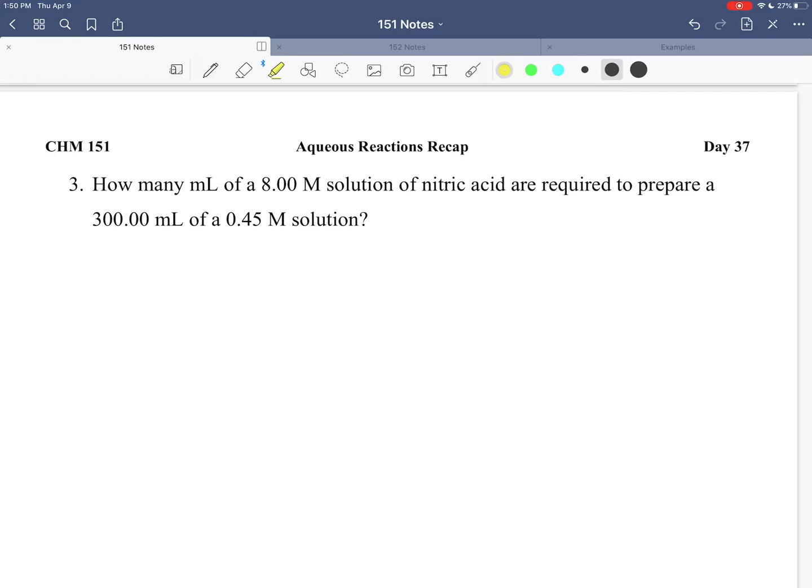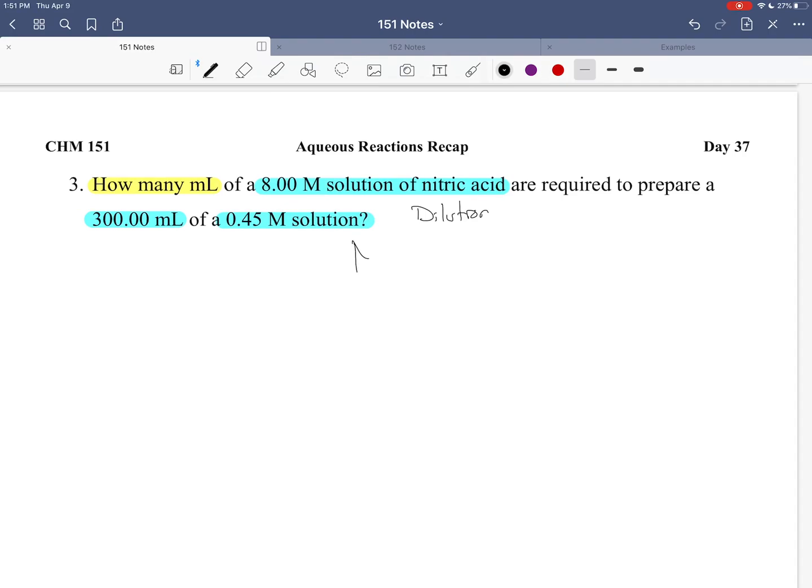Day 37, number 3. How many milliliters of an 8 molar solution of nitric acid are required to prepare 300 milliliters of 8.45 molar solution? Well, what type of reaction is going on here? The answer is there's not a reaction going on here. This would be a dilution.